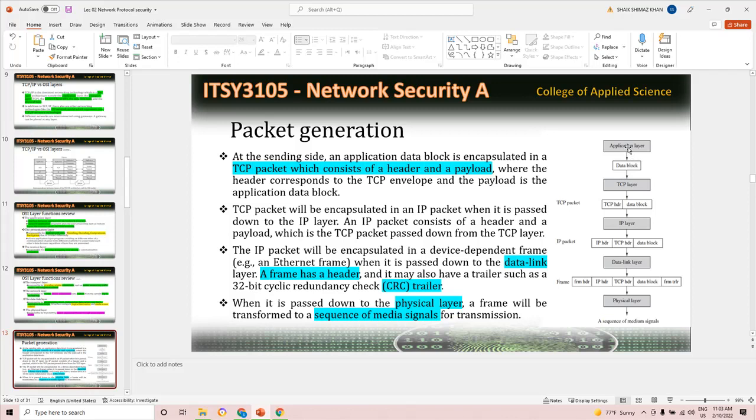From the application layer we get the data. When the data goes to the TCP layer, or we can say transport layer, the TCP header is attached.